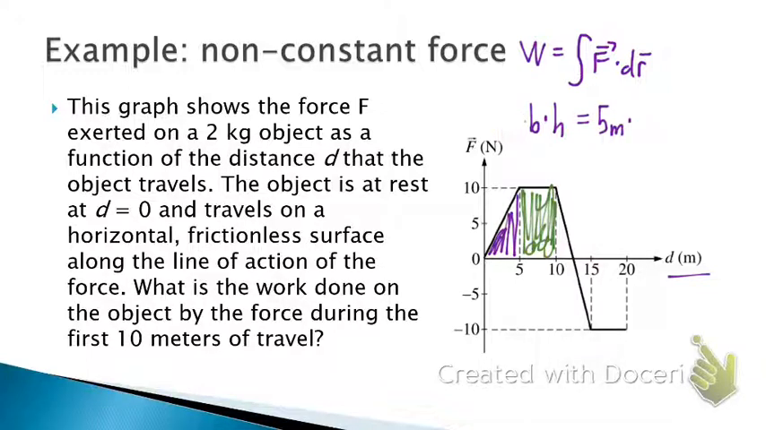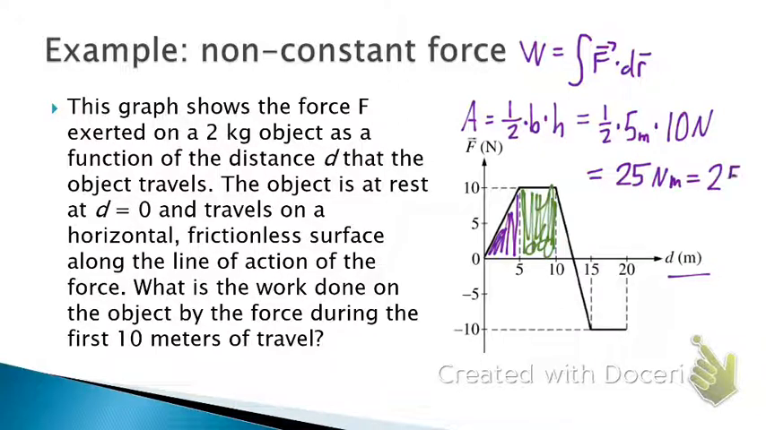Whoa! Area of a triangle is not base times height. Good Lord. The area of a triangle is 1/2 base times height. That feels better. Okay. Well, 1/2 times 5 meters times 10 newtons is going to be 25 Newton meters, or 25 joules.